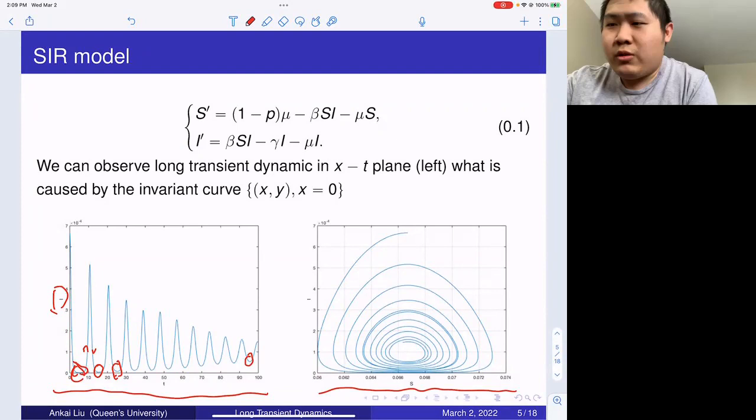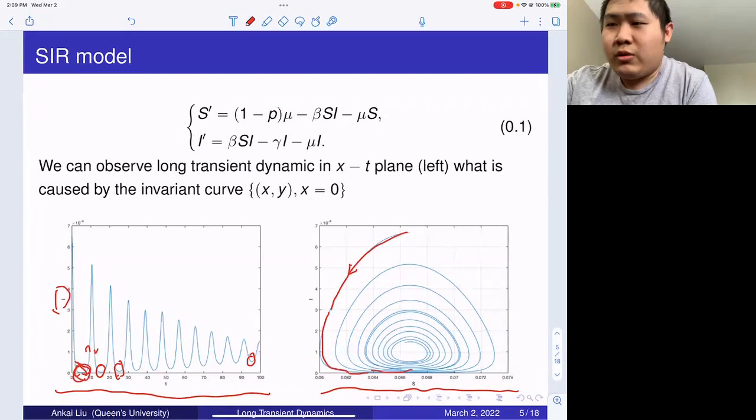And if you look at the phase plane diagram, the trajectory goes like this, right? So it goes from here to here. And the first long transient dynamic happens right here, in this region. So that's why you can see this clear long transient dynamic at the beginning of the time. But then as the trajectory goes by, as it goes here, it stays away from this region. And that's why you don't see this long transient dynamic anymore.